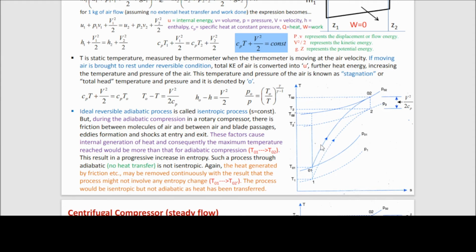This is the actual process. Actually, this is not isentropic process. Actually, the curve is like this. So if we consider P1 and P2, this is the curve, and if I consider the stagnation condition, this will be T01 to T02. Now again, if you consider it as an isentropic process, this will be T1 to T2 dash, or if I consider the stagnation property, this will be T01 to T02 dash. That much you should understand from this figure.